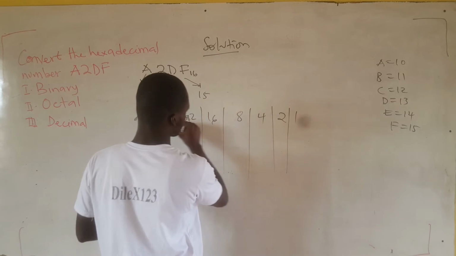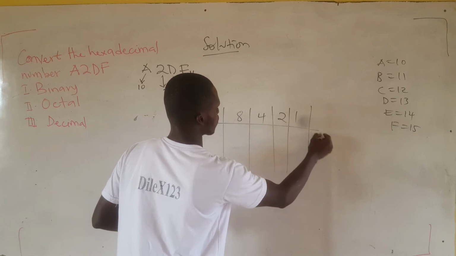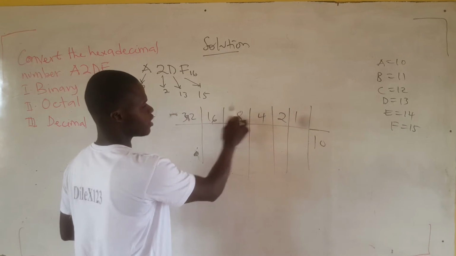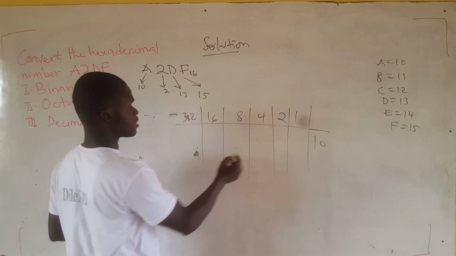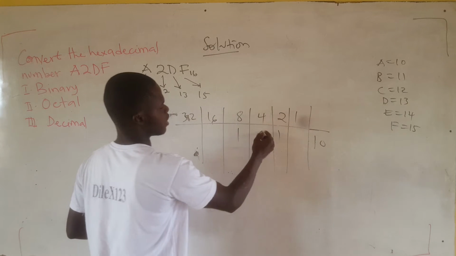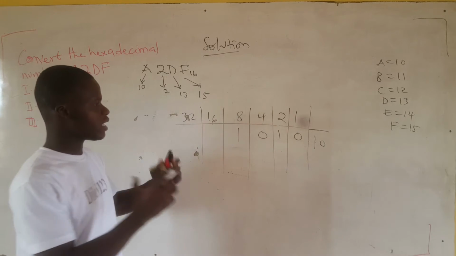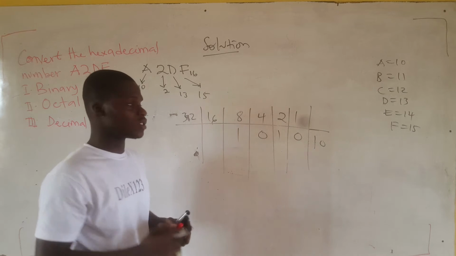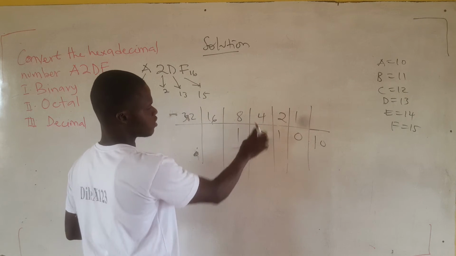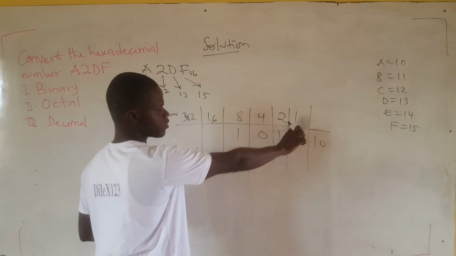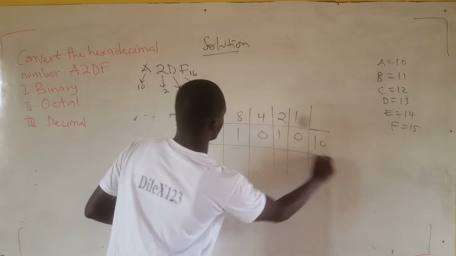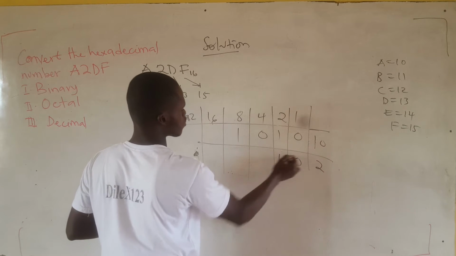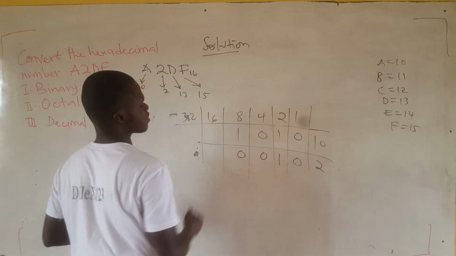So when we take 10, how can we add the numbers here to have 10? To get 10, we need to add 8 to 2. 8 plus 2 gives us 10. So 1, 1, then you just fix zeros. The rest of the other spaces, you replace with 0. We didn't use this space, we didn't use this, so we replace them with 0. Now, when we take 2, 2 alone can give us 2, so we just write it like this.